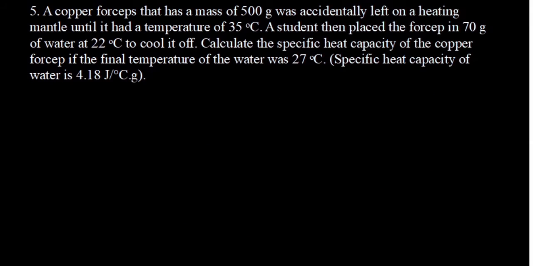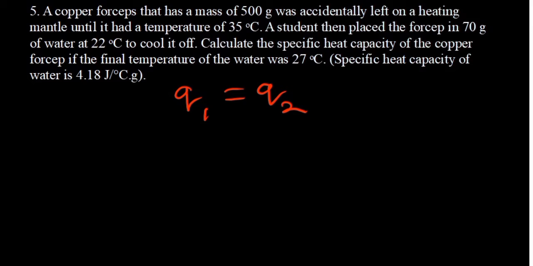Now we've been told a copper forceps which has a mass of 500 grams was accidentally left on a heating mantle until it had a temperature of 85 degrees Celsius. A student then placed the forceps in 70 grams of water at 22 degrees Celsius to cool it off. Calculate the specific heat capacity of the copper forceps with a final temperature of the water of 27. So they want us to determine the specific heat capacity of the copper forceps. Even without wasting your time, it is not different from what we've been looking at. So you can pause the video and try it out.